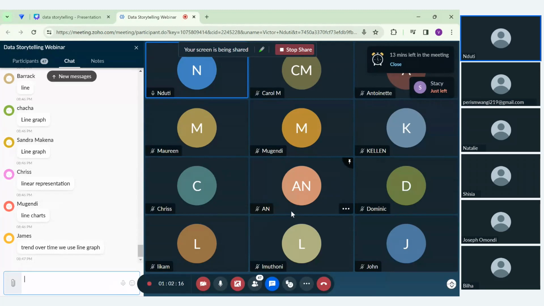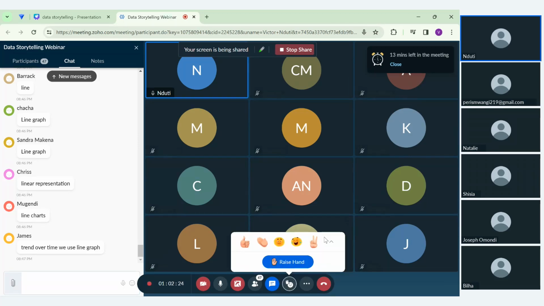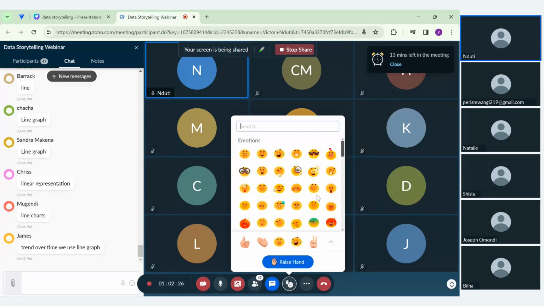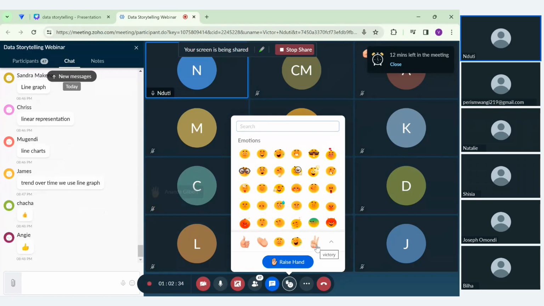Do we switch or do we remain? Thumbs up if we switch, thumbs down if we retain. What do we do? I hope we have a thumbs down. Let me just confirm. Oh, we don't have a thumbs down. Great. So thumbs up if we retain, and if we change, the peace sign.